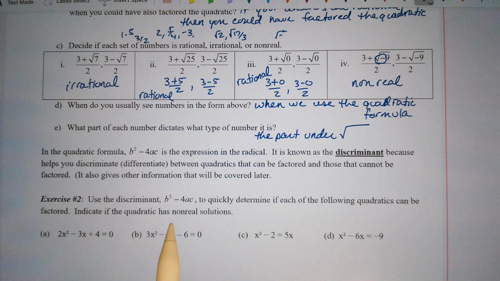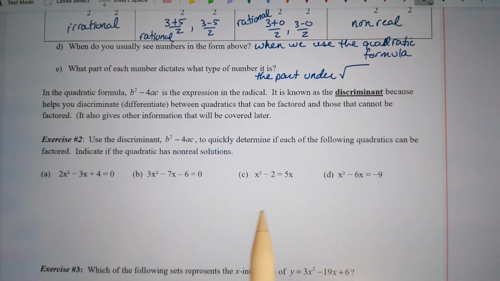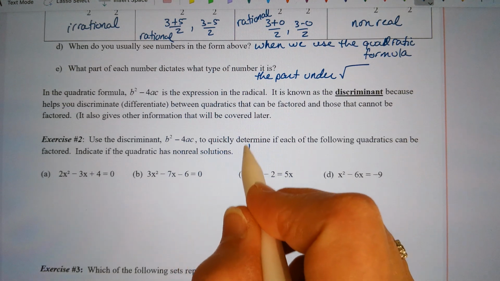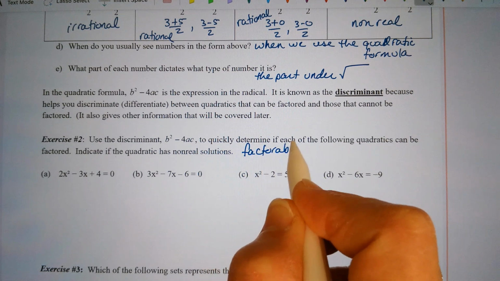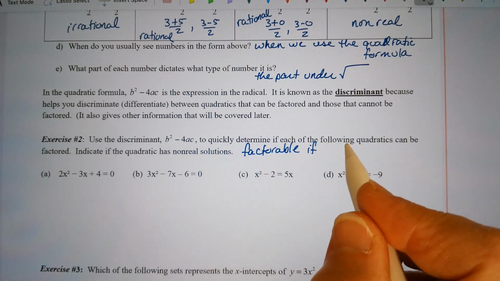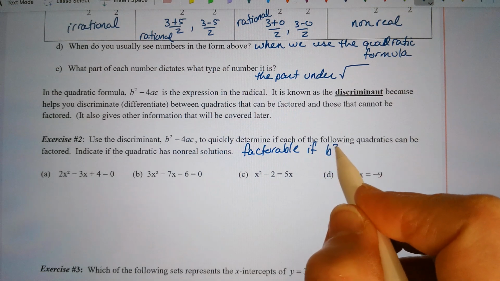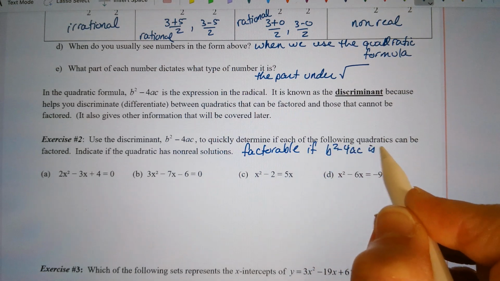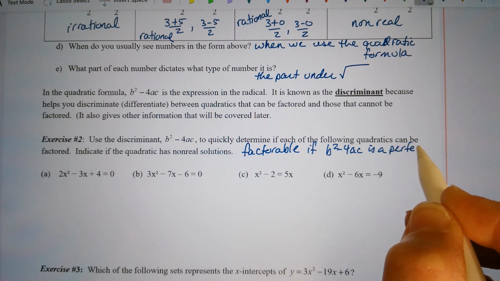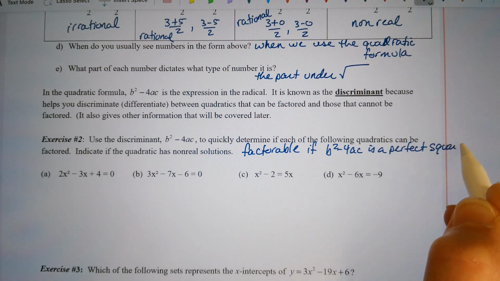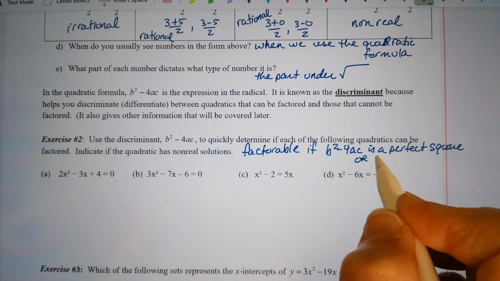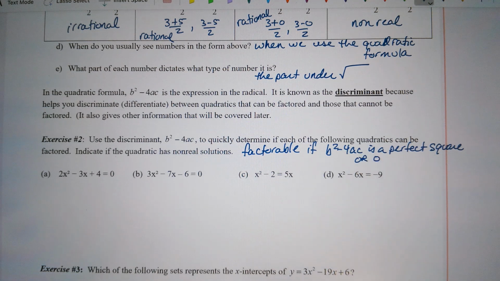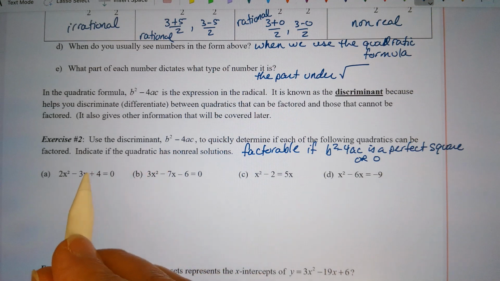Use the discriminant b squared minus 4ac to quickly determine if each of the following quadratics can be factored. Indicate if the quadratic has non-real solutions. So it's factorable if this b squared minus 4ac is a perfect square or 0. So again, we're only using b squared minus 4ac.